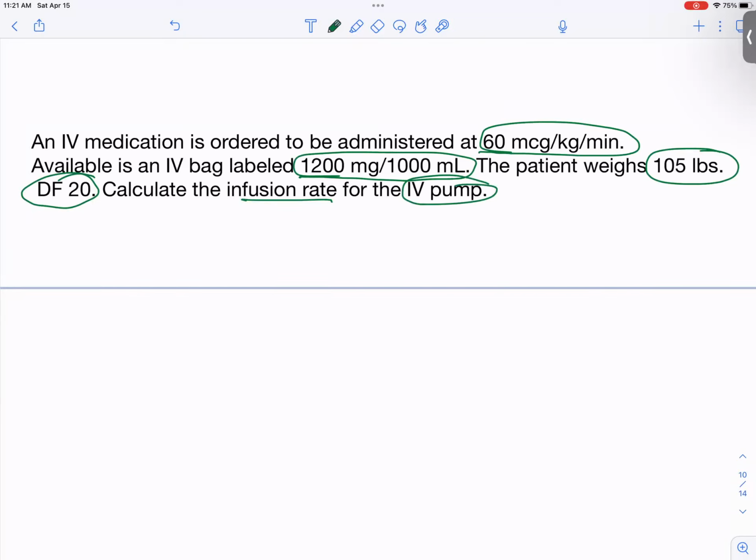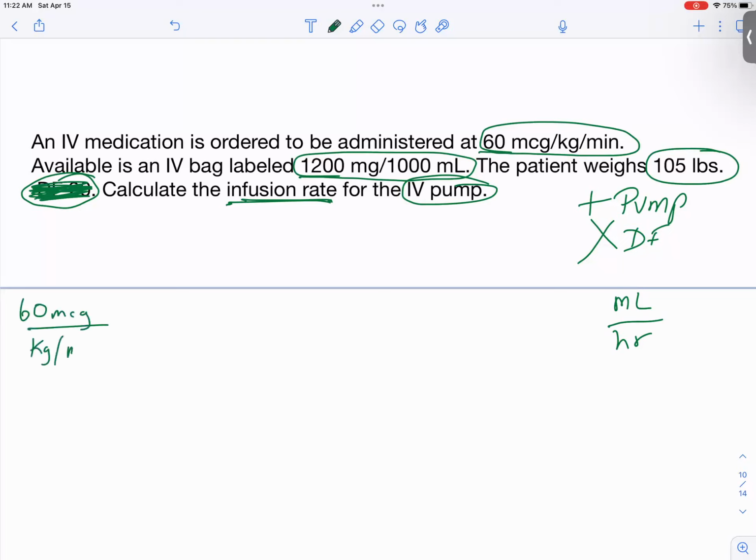So what is the rule? If it says there's a pump, we do not need the drop factor. Cross it off. Get it out of your sight, whatever it takes. If it's a pump and they want infusion rate, you are solving milliliters an hour. Okay, so we start with 60 micrograms per kilogram per minute. Gone, used it. So wherever you want to start is fine by me. Let's get rid of minute because I need hour. 60 minutes in 1 hour.